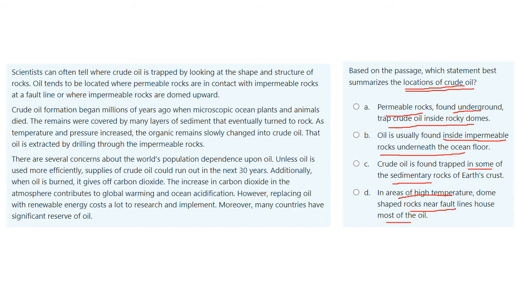Scientists can often tell where the crude oil is trapped by looking at the shape and the structure of rocks. Oil tends to be located where permeable rocks are in contact with impermeable rocks, so where there are permeable and impermeable rocks connecting, at a fault line, or where impermeable rocks are domed upwards. Well, we do have inside impermeable rocks here, so that's possible. Or dome-shaped rocks near fault lines, that could also be possible.